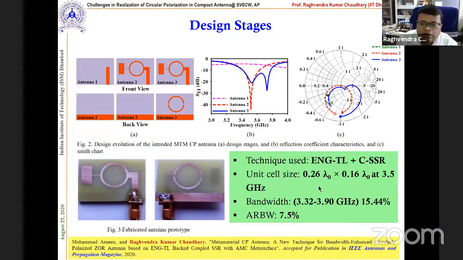Now the unit cell size is 0.26 lambda naught into 0.16 lambda naught at 3.5 gigahertz. Bandwidth is 15.44%, and the AR bandwidth is 7.5%. It's quite acceptable for running some applications.